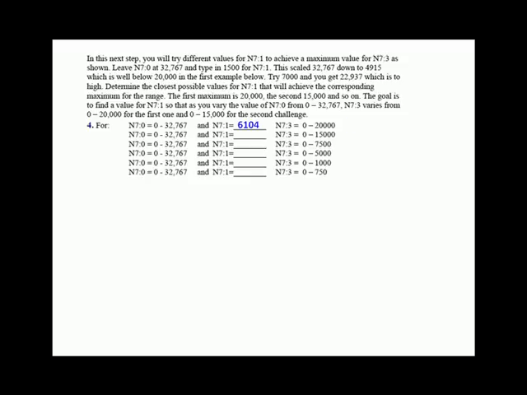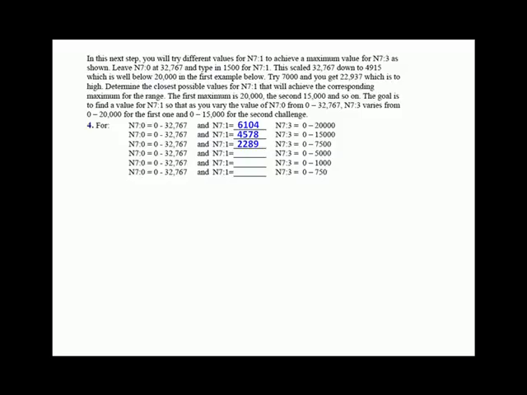So you should have ended up with something close to 6,104 as a value for N71, meaning 6,104 divided by 10,000 times 32,767 gives you 20,000. Basically, 6/10 of 32,000 is 20,000. Then I had you do the same thing for 0 through 15,000. Your values may have been off by one integer, but they shouldn't be off by any more than that. For 0 through 7,500, and notice that it's divided in two. 7,500 is half of 15,000.